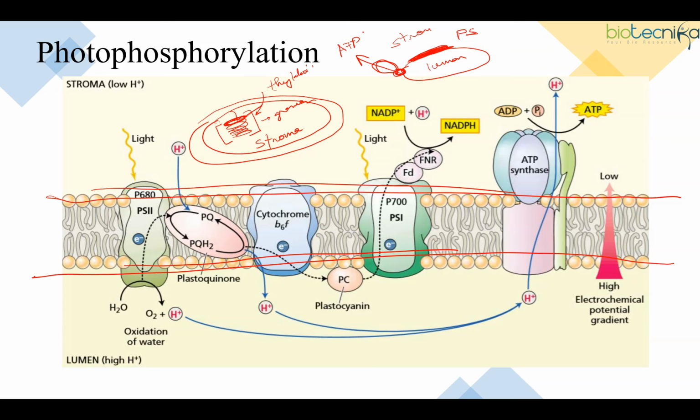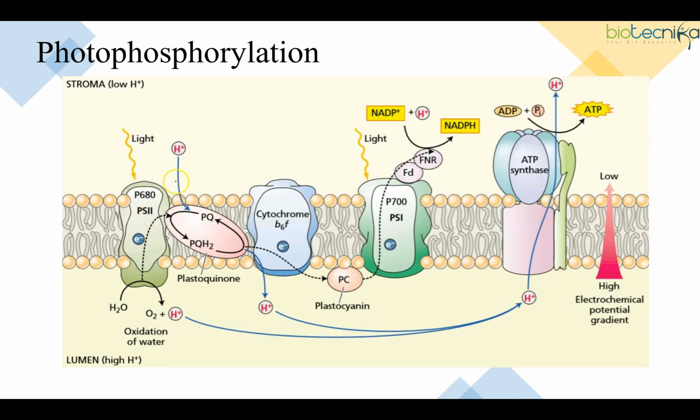What we saw in oxidative phosphorylation was that the F1 particle was facing the matrix side. So ATP was released into the matrix of the mitochondria, from which it has to be transported to the cytosol through some specific transporters. But here it is released in the chloroplast, in the stroma of the chloroplast.